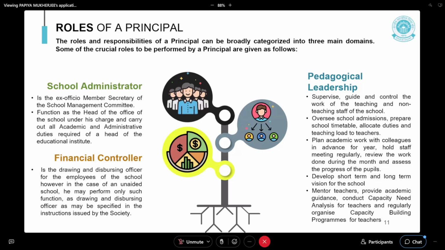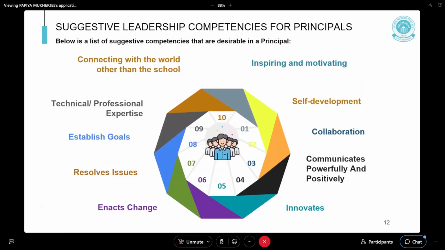school. Make a timetable, take care of admissions, allocate duties, plan academic work in advance with colleagues, take meetings, review once the work is done, and also assess the monthly progress of the pupils. You also need to develop a short-term and long-term vision of the school.